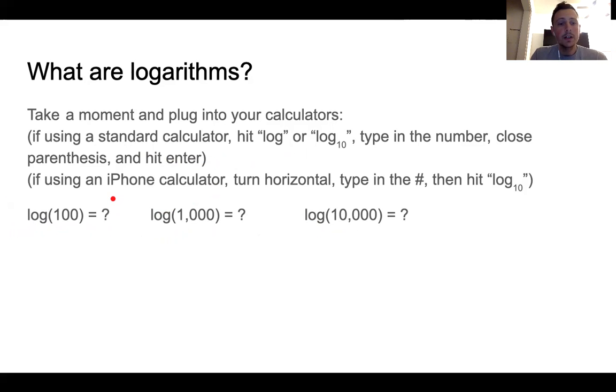For an iPhone calculator, it's a little more complicated. What you have to do is, again, turn it horizontal, type in the number first, so you would type in 100 here. Then, right next to the 4 there, you'll see log base 10. It's the same thing as just normal log on a normal calculator. Hit that button after you've plugged in the actual number, you will get your answer.